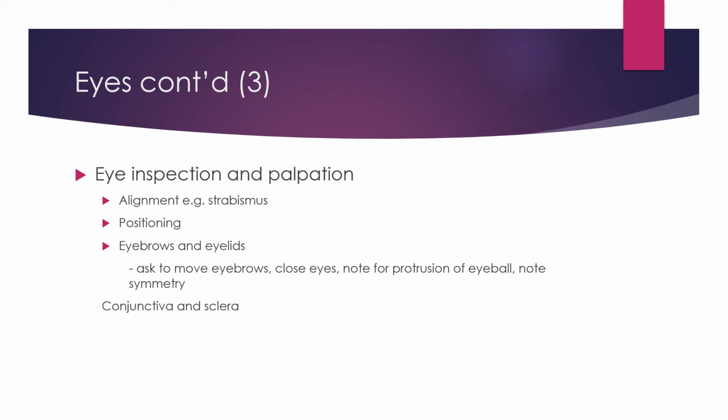You would note if you notice any kind of strabismus or any kind of cross-eyed characteristics. What do their eyebrows and eyelids appear to look like? The conjunctiva and the sclera, is it clear? Is there any drainage from the eye?